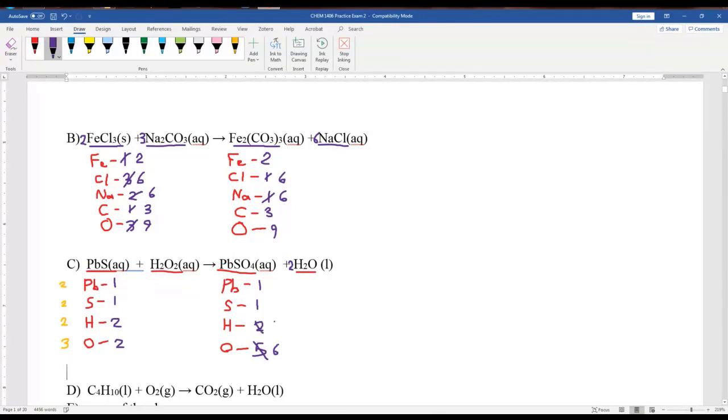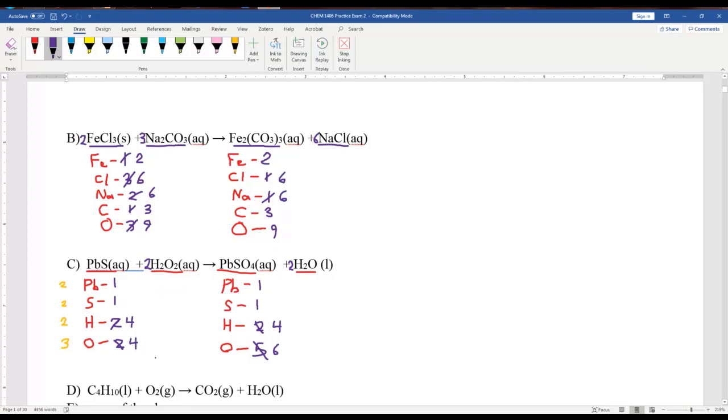But I now have 4 hydrogens. I need to go back and balance the easier one, the hydrogen. So I have 4 hydrogens on the right side, 2 on the left side. So I will put a what in front of H2O2? 2. Yeah, 2, right? That's going to give me 4 of these and 4 of these.